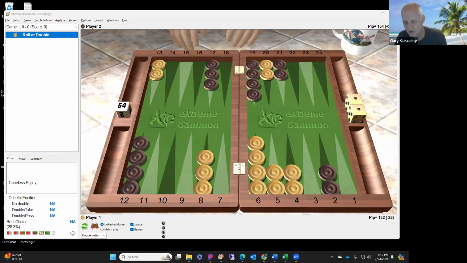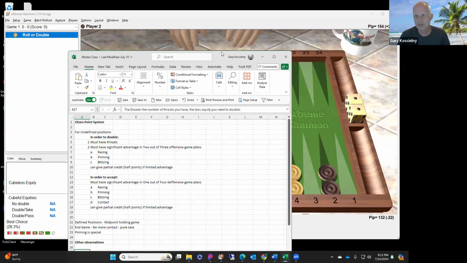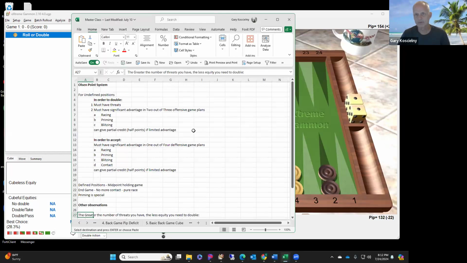All right, so we're going over a masterclass, Mark Olsen's chapter 4. His chapter is called, I forgot the name of it, Cube Action in Undefined Positions. And so I'll go over it briefly, and we'll go over some examples. Again, I'll go over this a number of times as we go over this chapter.